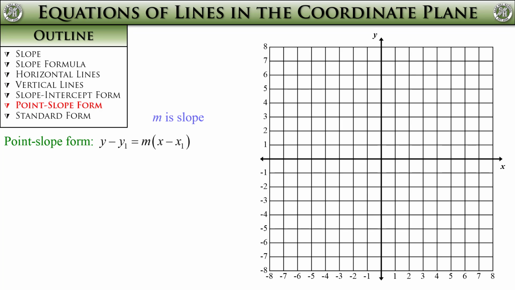First, the slope is still m. That, thankfully, is very consistent. In this form, it is slightly confusing that there is a y and also a y1, as well as an x with an x1. The x1 and y1 are from some point on the line.